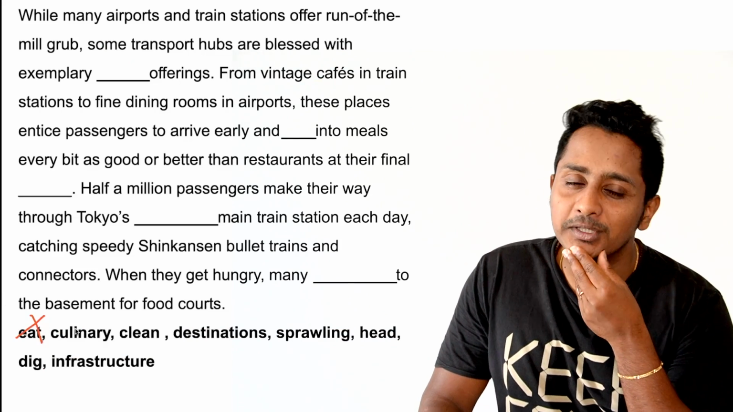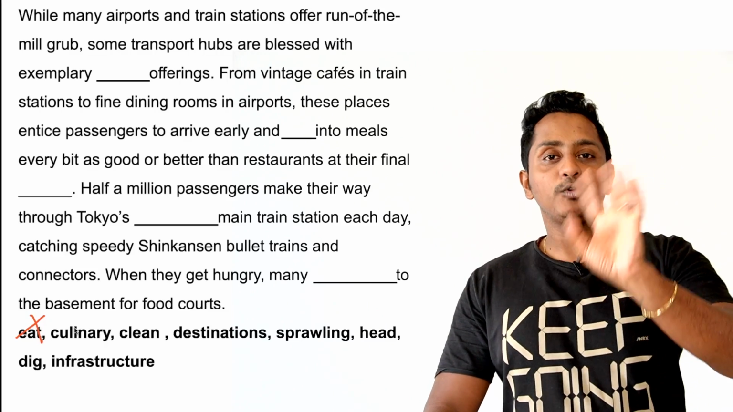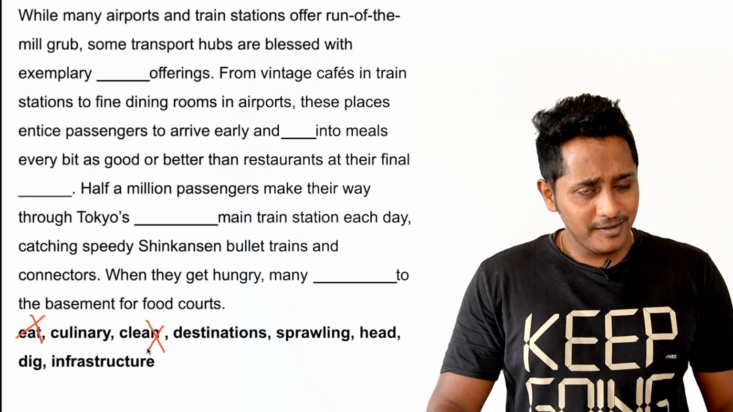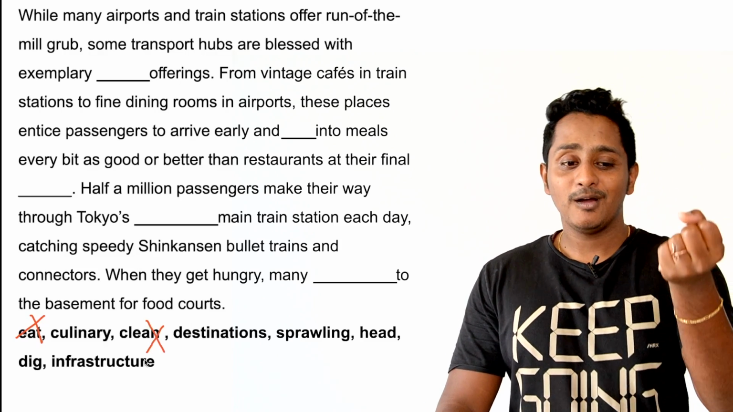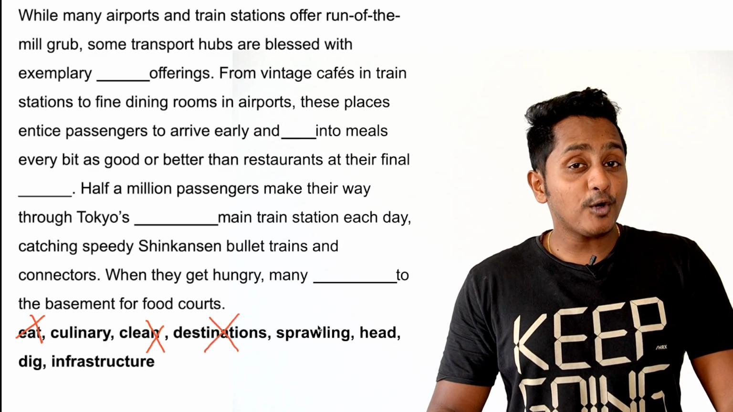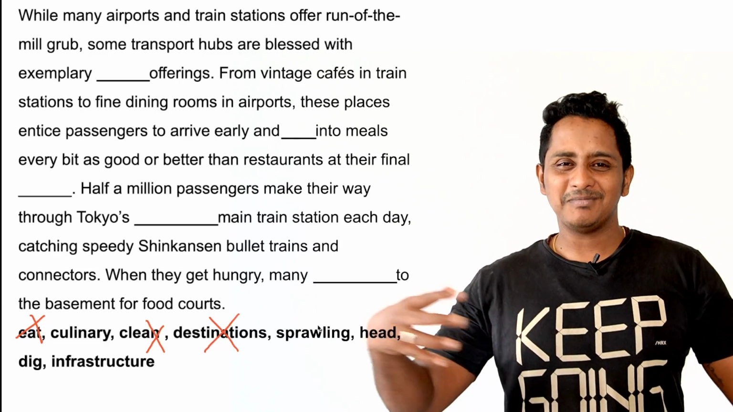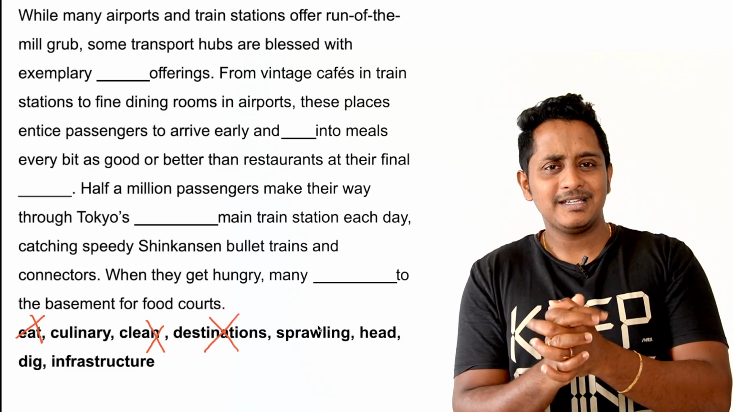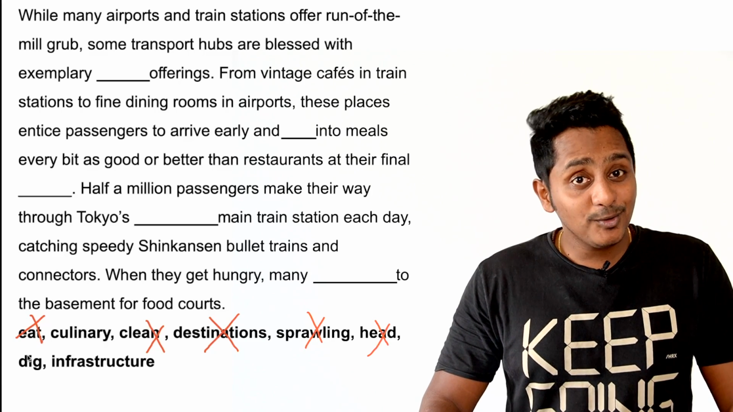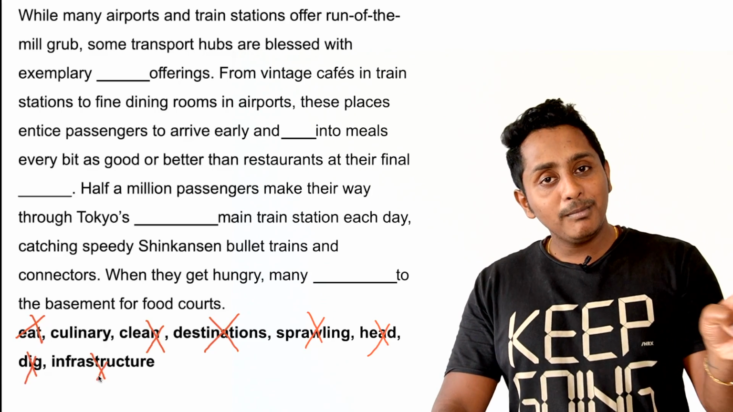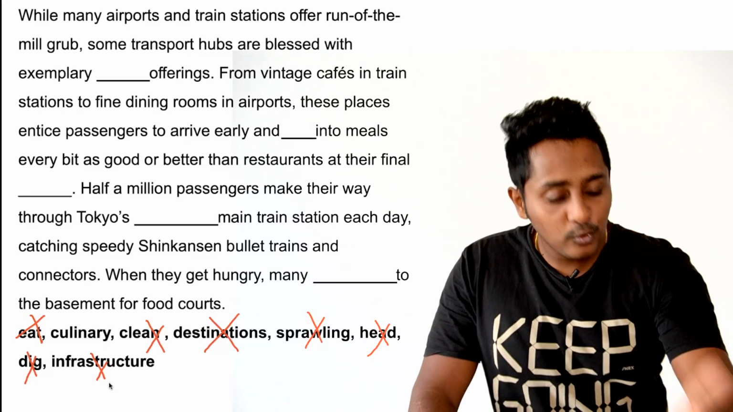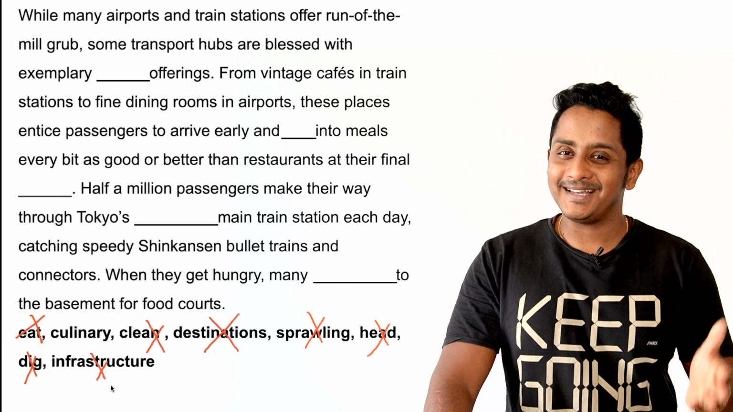Culinary. I don't know the meaning, what to do, so I give up now. You don't know the meaning? Wait, let's apply the elimination method. Exemplary clean offerings is not fitting in because I want the word as food offerings or restaurant something. Destination offerings. Sprawling, you need to know: sprawling is a simple word, it means spread across. Sprawling offerings is not fitting in. Head offerings. Dig, I know the meaning, you know the meaning. Dig offerings, infrastructure. You eliminated everything else. What is left? Culinary. I don't even know how to pronounce it. Okay, then that has to be the answer.